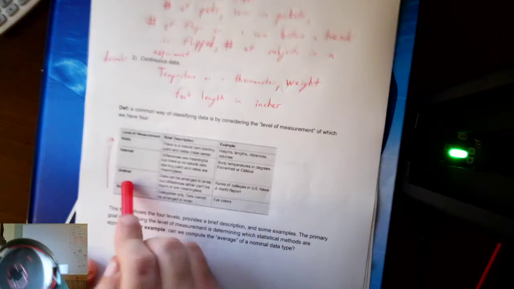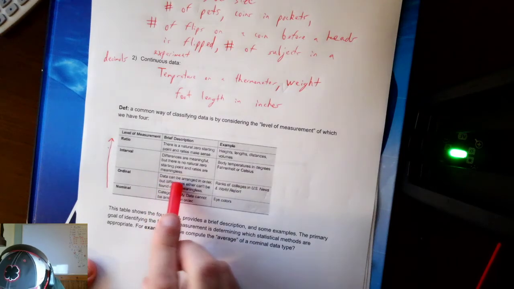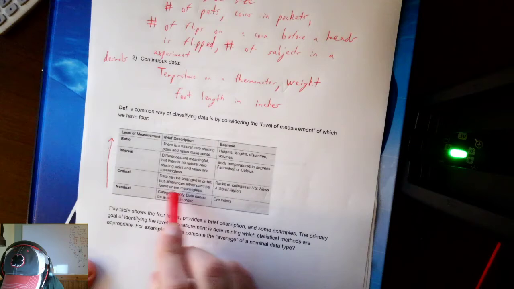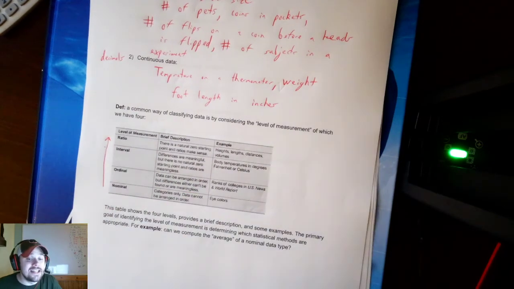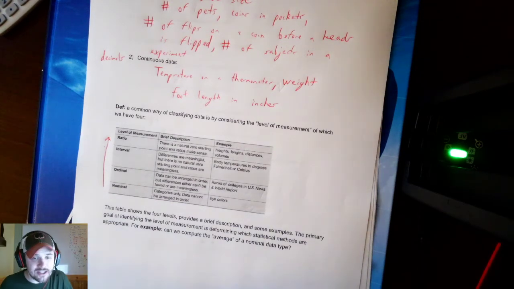The next category up is ordinal data. Here, data can be arranged in order, but differences either can't be found or are meaningless. There's no idea of subtraction. You can't subtract the values in ordinal data. They have an order, but you can't think about differences.